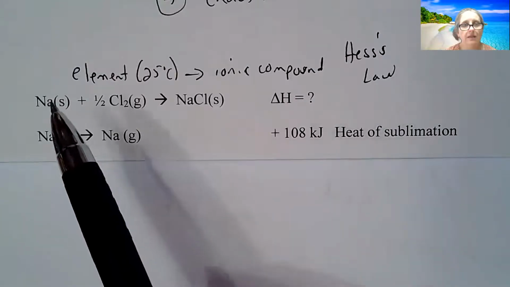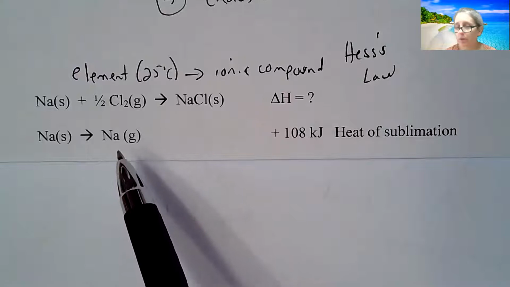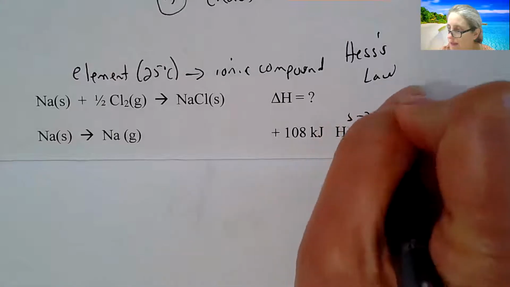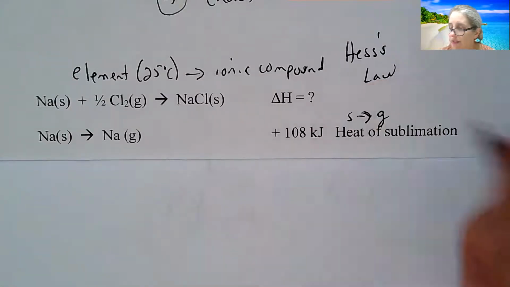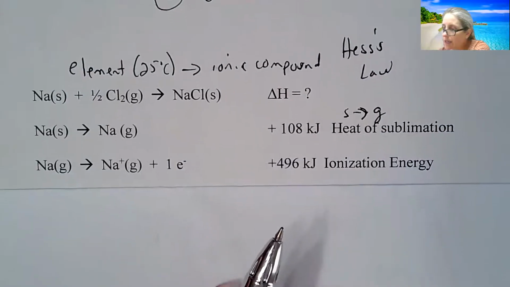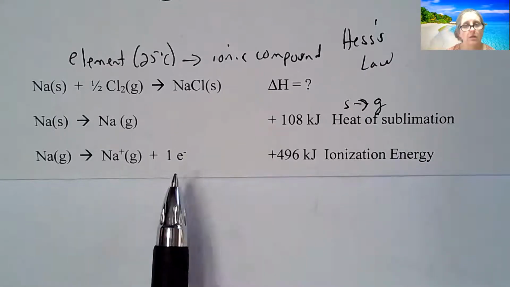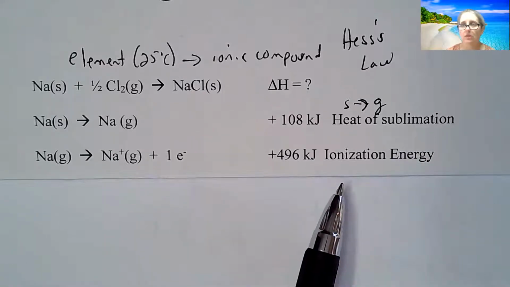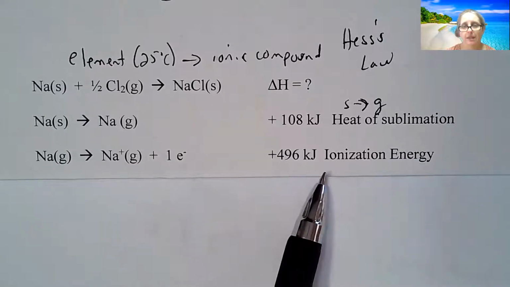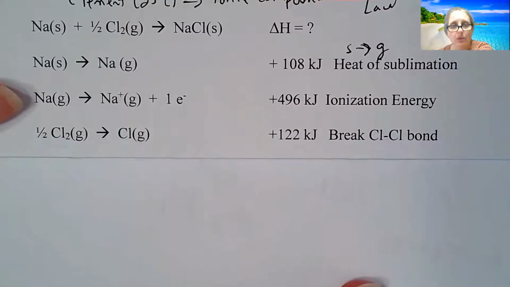So if I'm taking solid sodium, I need to get it in the gaseous form. So that's going to require some energy. That is what we call heat of sublimation. Sublimation is going directly from a solid to a gas, and that's going to take a certain amount of energy. For this case, it's about 108 kilojoules. Then once I have formed the sodium in the gas form, I need to make it an ion, a cation. So I'm talking about ionization energy, which we just talked about in chapter 7. How much energy does it take to remove that first electron? It's about 496 kilojoules of energy. And again, these numbers will be given to you. That's not something you're going to have to worry about.